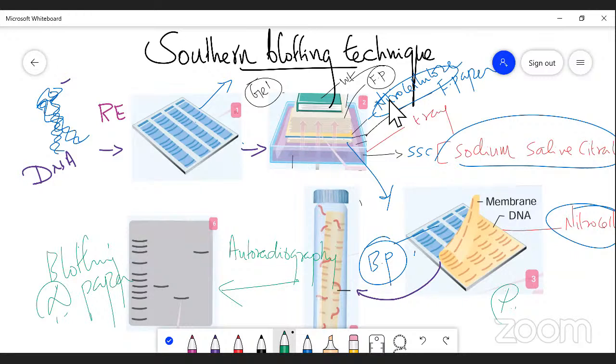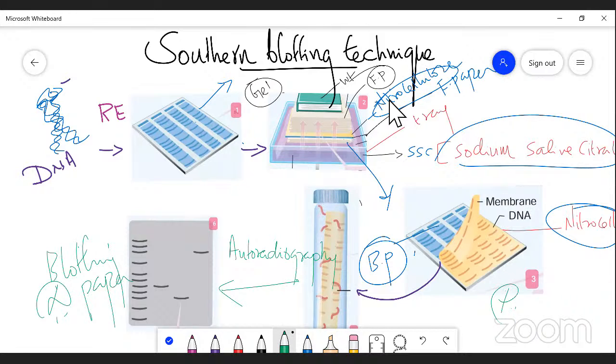Simply, I can say the Southern blotting technique is nothing but the transfer of DNA from an agarose gel to a nitrocellulose membrane. As a result, we can get its copy. Exactly the detection of DNA fragments from the DNA sample, right? So this is a sample to be detected in large amount, right? That is called the Southern blotting technique.